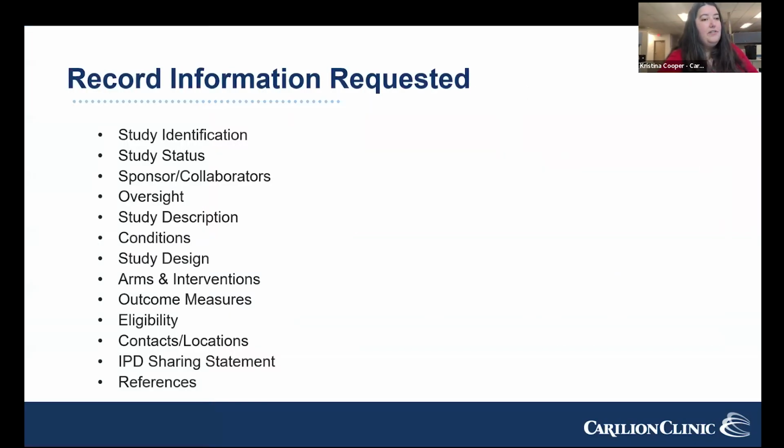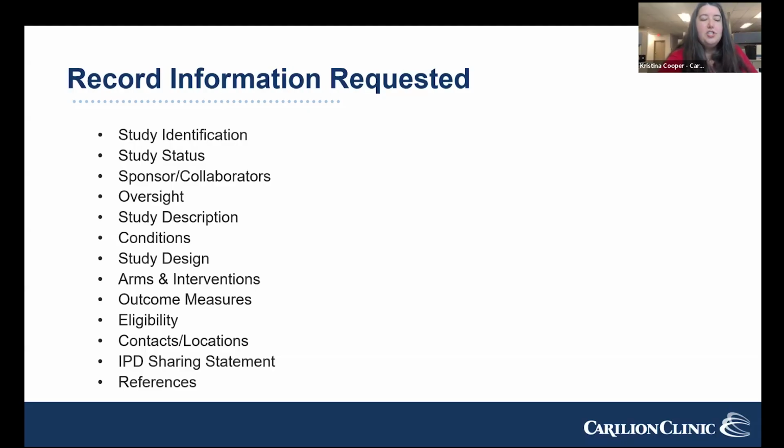So again, this is the record information requested within the website itself. Study identification: title, basically your short title, and any acronyms. Study status: this is where it gets really important. And when Hillary talks about FDA audits, this is kind of where they can catch you on things. It's going to be up to you to provide dates, if you are the responsible party, of when your study is going to start, when your enrollment is going to end, and when you're going to be able to provide results. They will ask you that information.